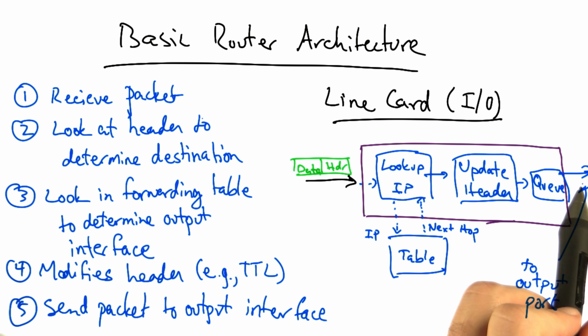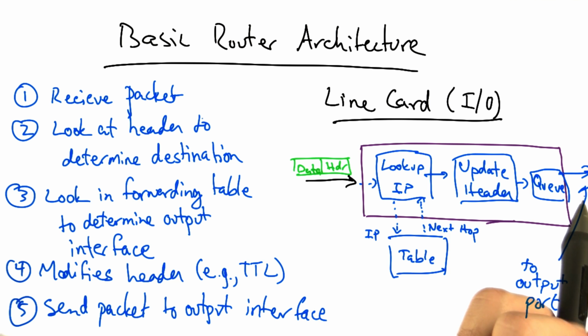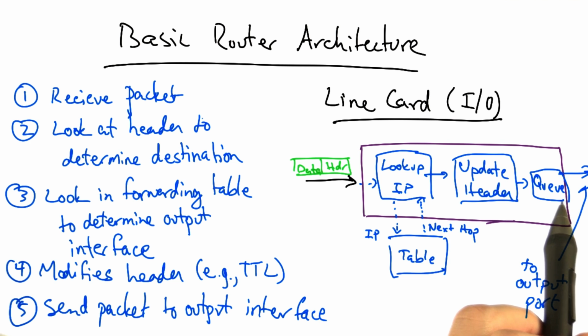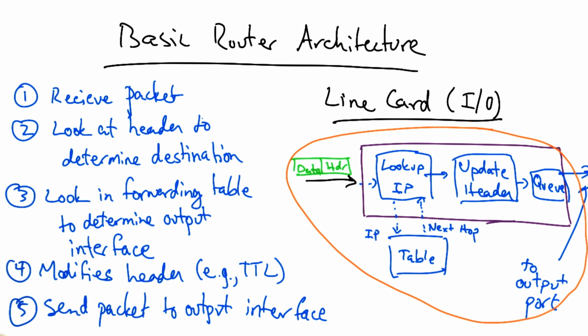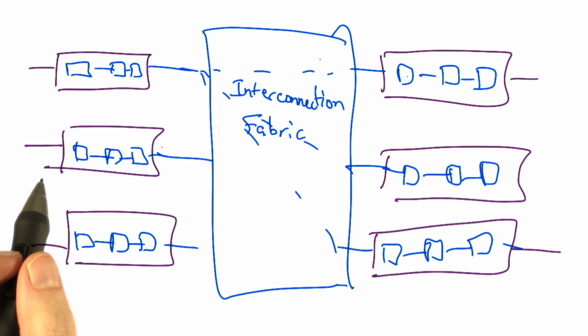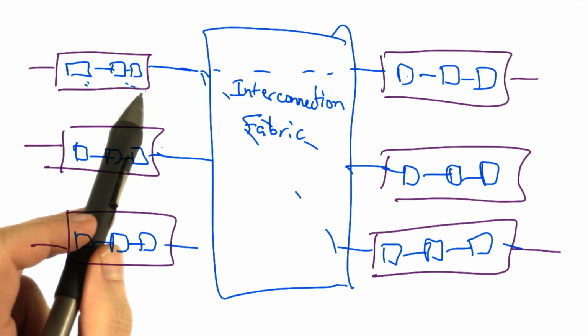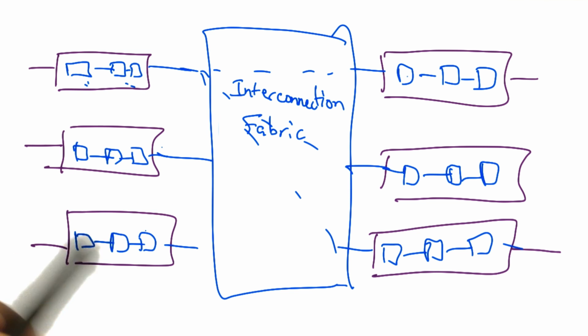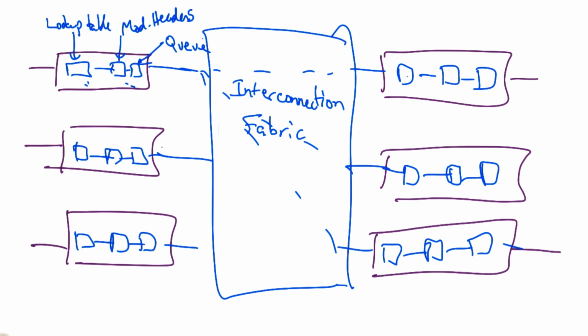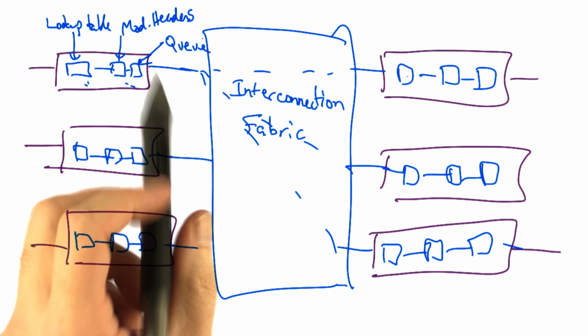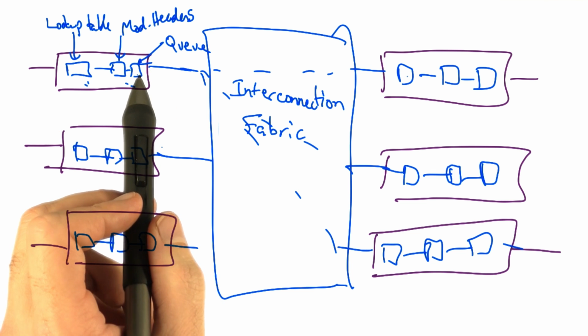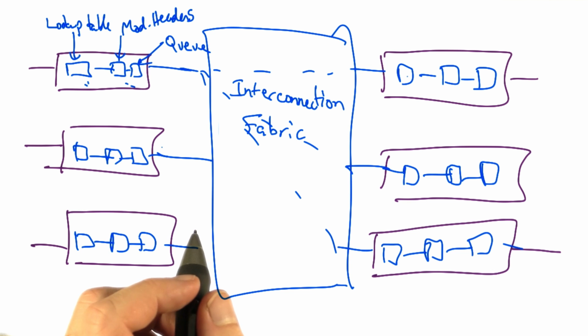Now this drawing shows just a single line card, but in fact, when the packet is sent to the output interface, it must traverse the router's interconnection fabric to be sent to the appropriate output port. So in fact, we can zoom out from that depiction of a single line card, and what we have is a bunch of line cards that are all connected via an interconnection fabric. Each of these line cards has a lookup table, the capability to modify headers, and a queue or buffer for packets as they enter and leave the line card.